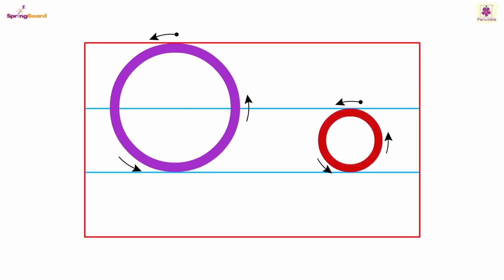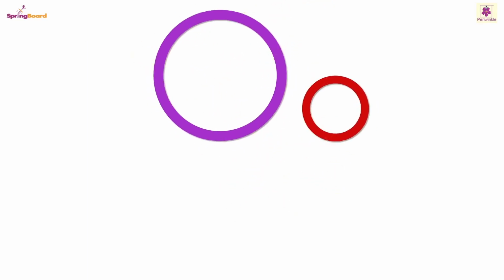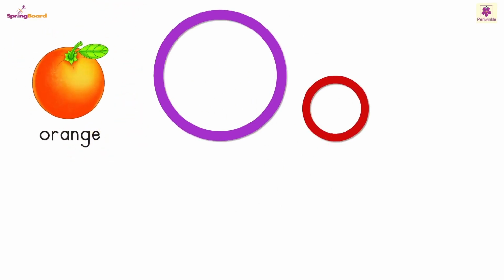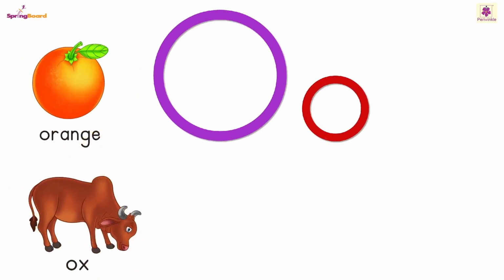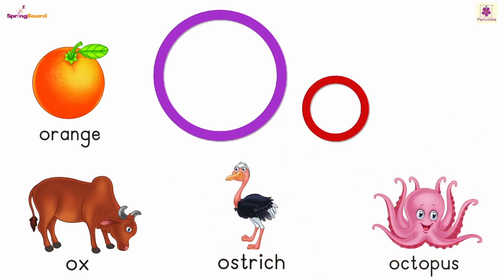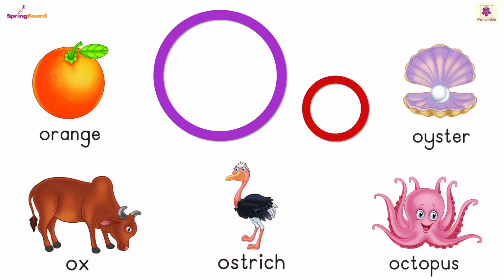This is letter O. The sound of letter O is O. Can you name things that begin with the sound of O? Orange. Ox. Ostrich, octopus, oyster.